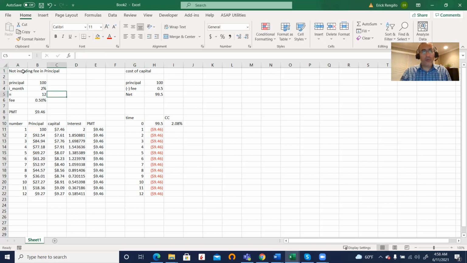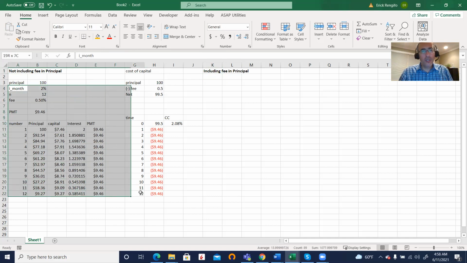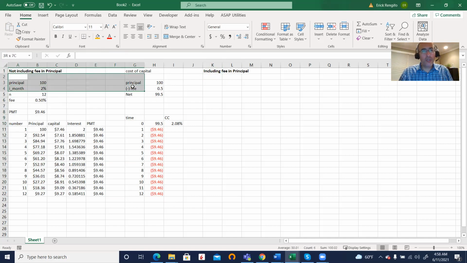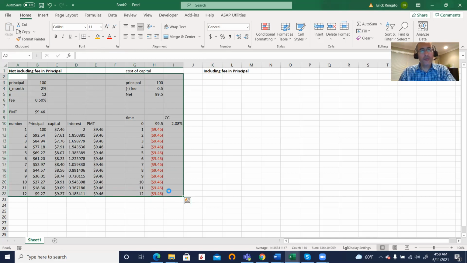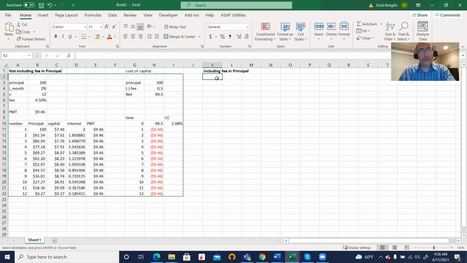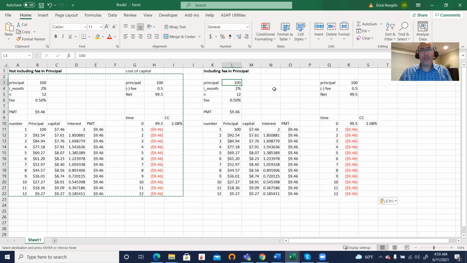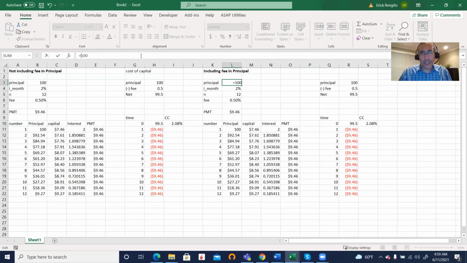Now, if you want to include the fee in the principal, let's see how this works. Let me copy all this part here. We're going to modify this. The first thing you need to remember, guys, is that the principal is not going to be 100 anymore. The principal is going to be this 100 divided by, remember, the formula from the previous case, 1 minus the fee.